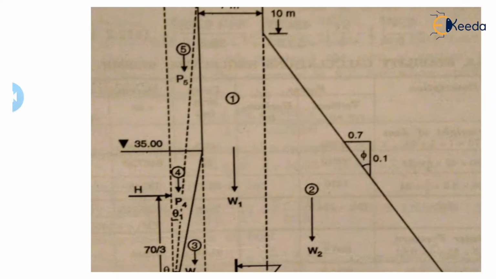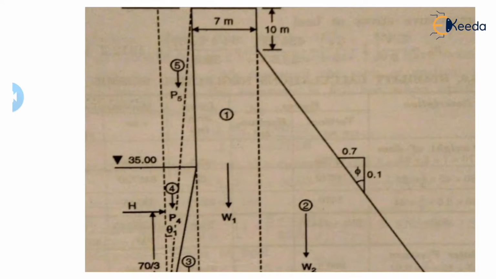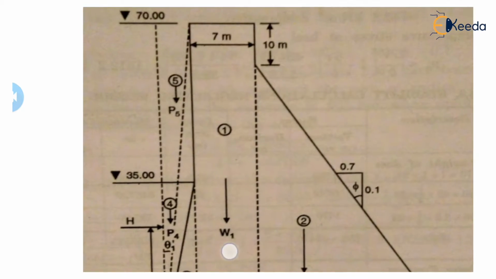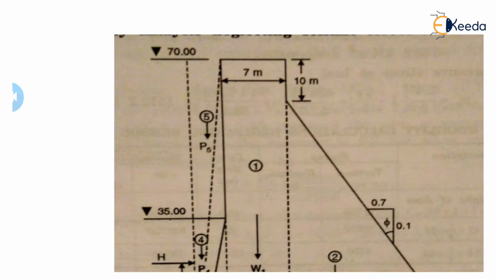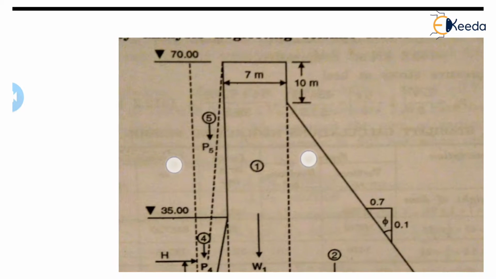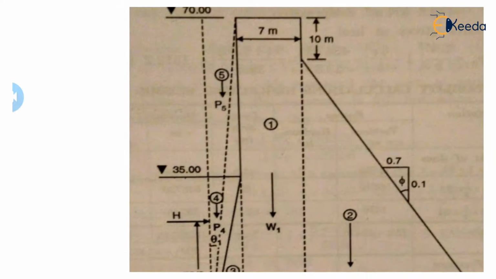So from this 0 up to the 35 RL, 35 meters, the portion will be inclined. Again, at the top of the dam, that is 70 meters, we can consider, and we assume, that there is a water level on the upstream side. The top width of the dam is given as 7 meters.